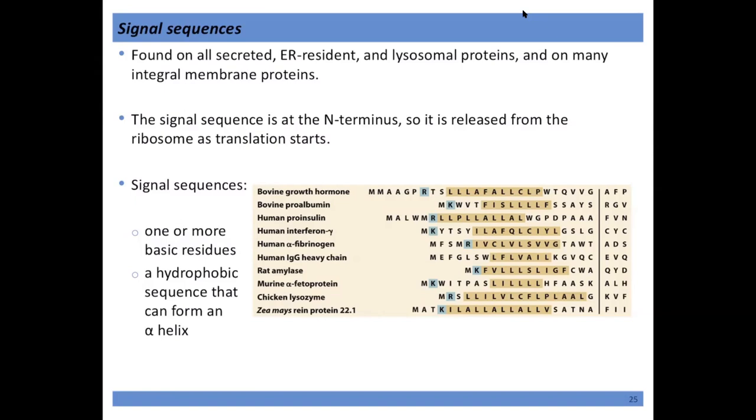And so here you can see some of that signaling sequence. You can see that they consist of a lot of hydrophobic residues. Now there's one or more basic residues in there, but you get a hydrophobic sequence that can form an alpha helix, is the one type of these signaling sequences there.